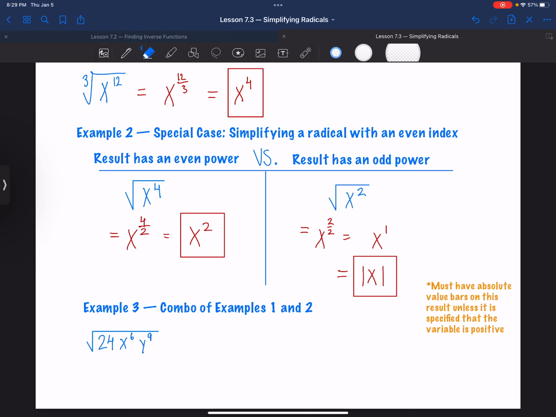If you would like to talk about this rule more in class, well, we can talk about it. Okay? And so, yeah, just notice what I wrote here in yellow. You must have absolute value bars on this result, unless, of course, it specifies the variable is positive. If I just say assume x is positive, then I don't really have to worry about this.